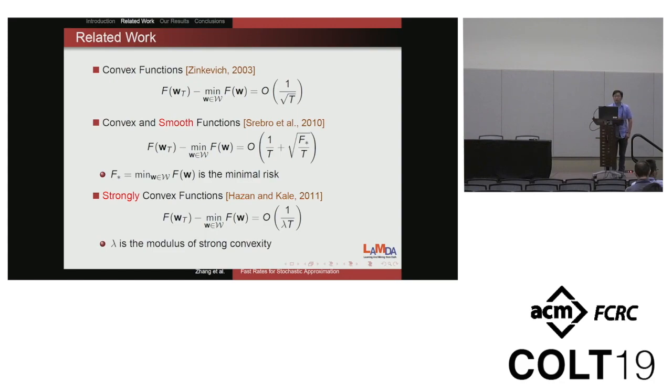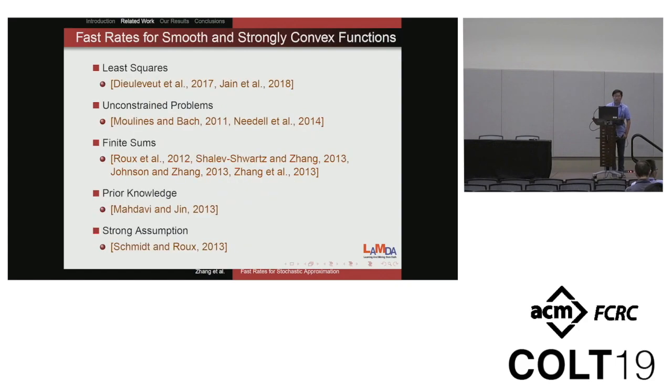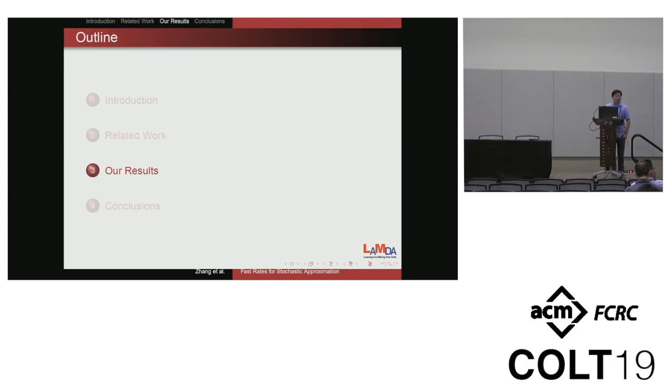Then we may ask, can we get rates that are faster than 1/T when we have both smoothness and strong convexity? In the literature, there do exist some faster rates for smooth and strongly convex functions. However, they are limited to special cases such as least squares, an unconstrained problem, or the finite sum. And they may also require prior knowledge or very strong assumptions. Next, let's see what we get in this paper.